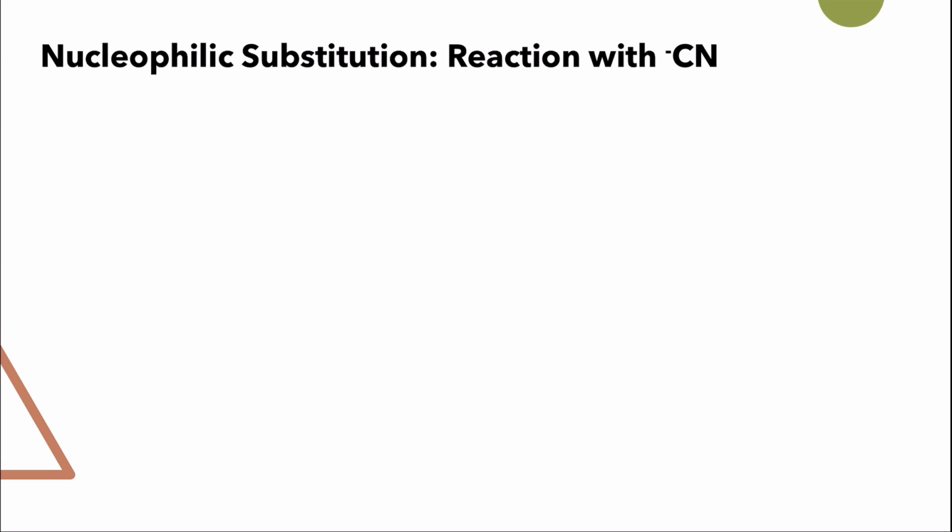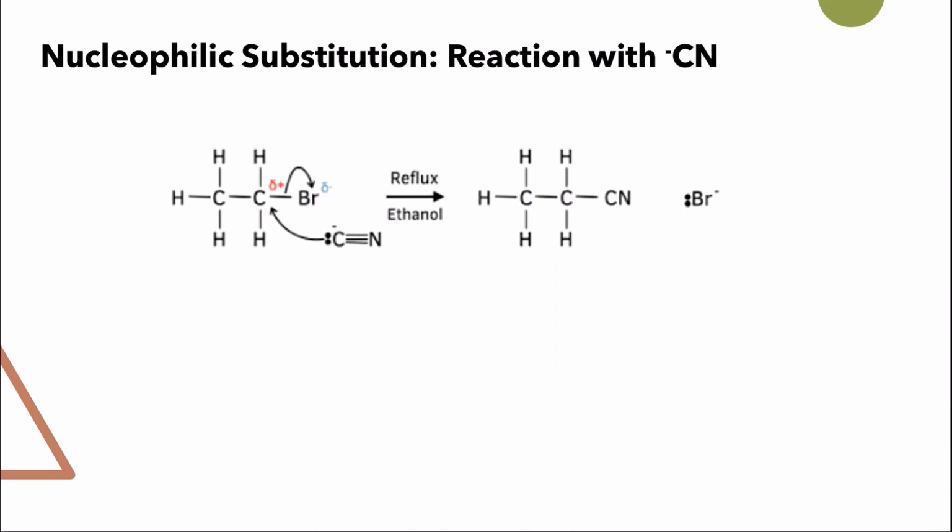The second reaction is the reaction with cyanide. The reaction with cyanide proceeds in the same way, with the same mechanism. You have the cyanide ion, which has a lone pair of electrons and a negative charge. It will also attack the carbon, which is electron deficient, the one with the partial positive charge, while the bond between the carbon and the bromide will break and the electrons will move towards the bromide.